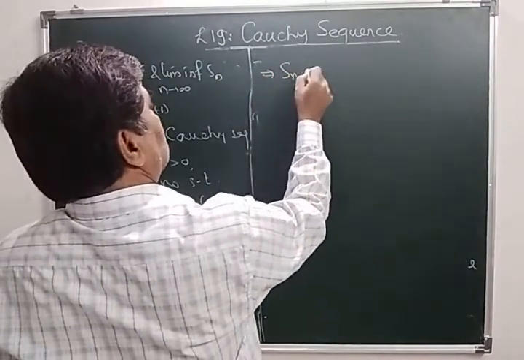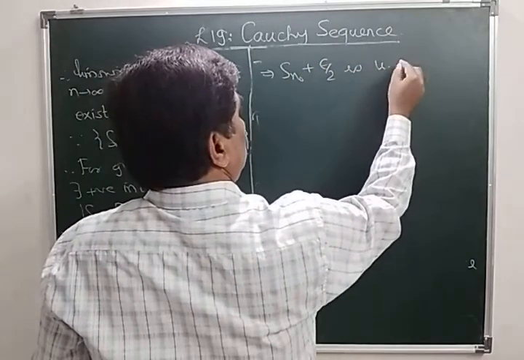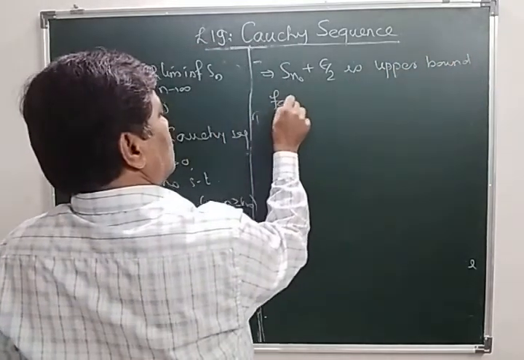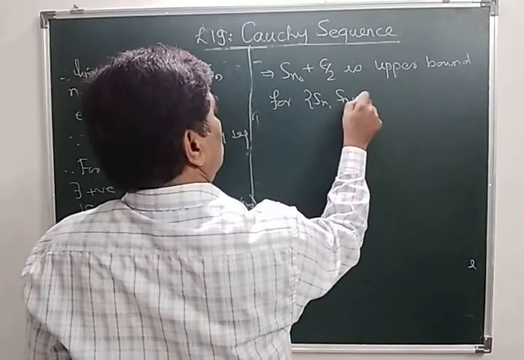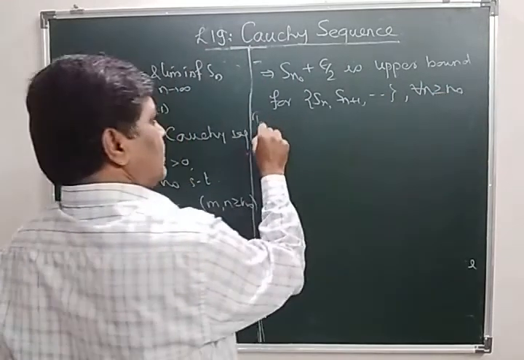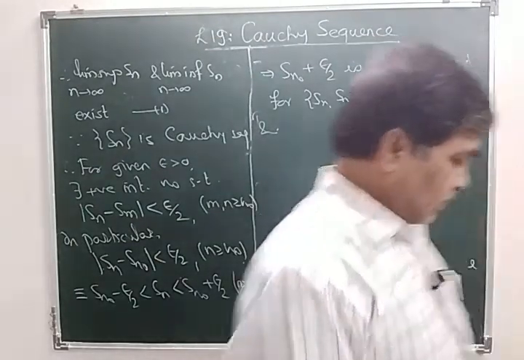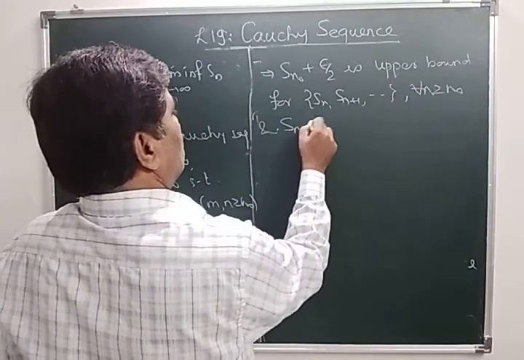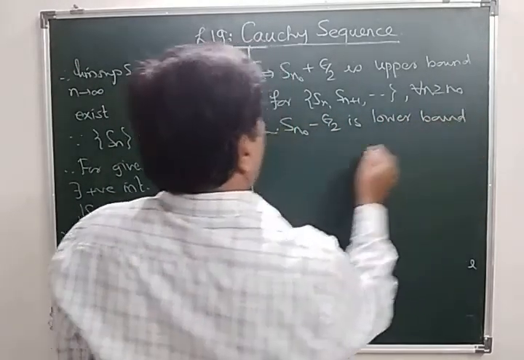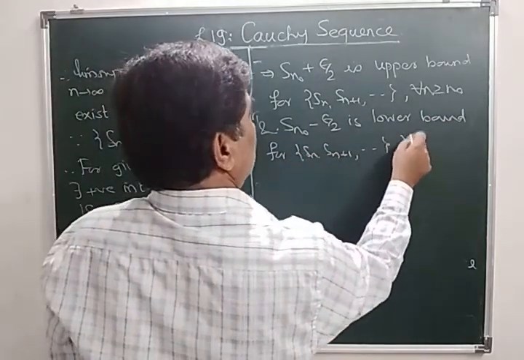Sn naught plus epsilon by 2 is an upper bound for Sn, Sn plus 1 and so on, for any n greater or equal n naught, and Sn naught minus epsilon by 2 is a lower bound for Sn, Sn plus 1 and so on, for every n greater equal n naught.